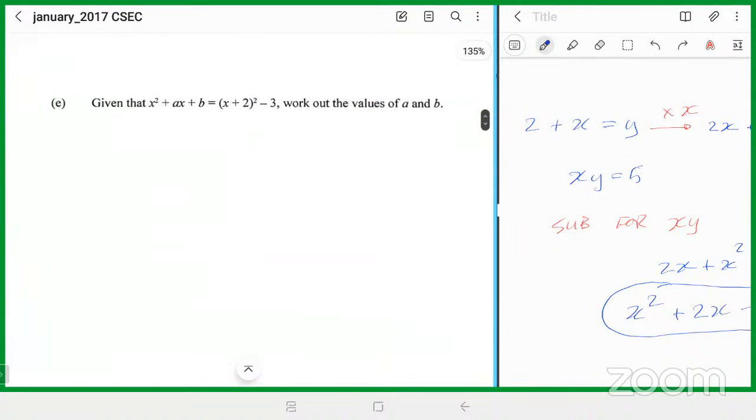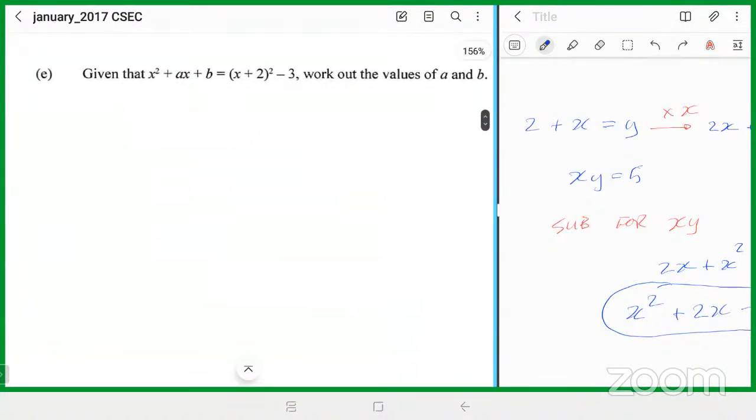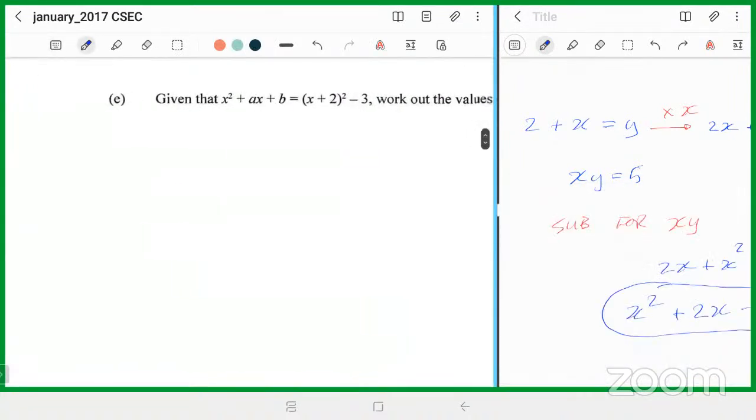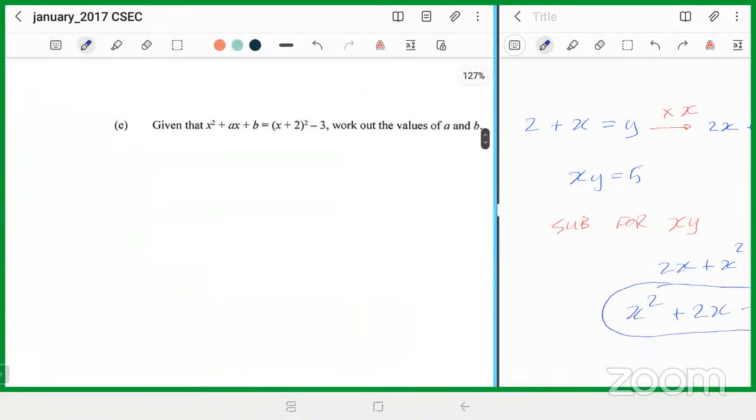Look at this question. It's like a reverse completing the square. The question says, given that this thing is equal to this thing, work out the values for A and B. It's like a reverse completing the square. So now the squares are already completed. You know the values in there, and I want to find the A and the B.